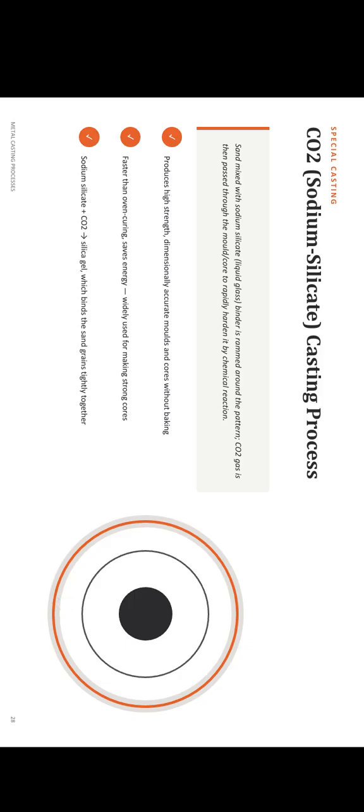CO2 sodium silicate casting process. There are three methods. It produces high strength, dimensionally accurate molds and cores without baking. Faster than oven curing, it saves energy and is widely used for making strong cores. Sodium silicate plus CO2 gives silica gel, which binds the sand grains tightly together.